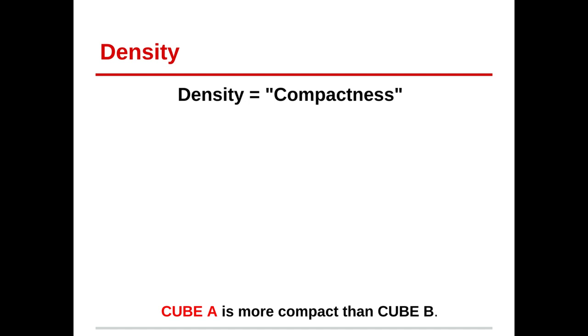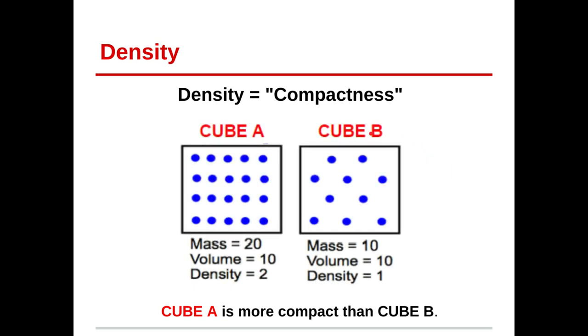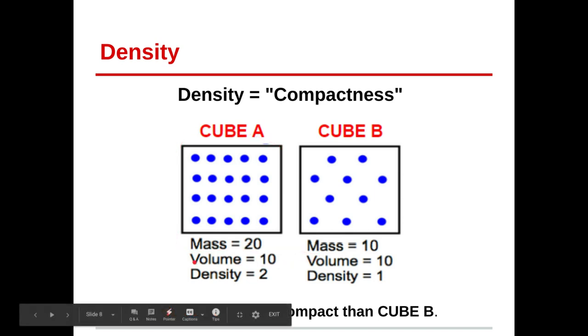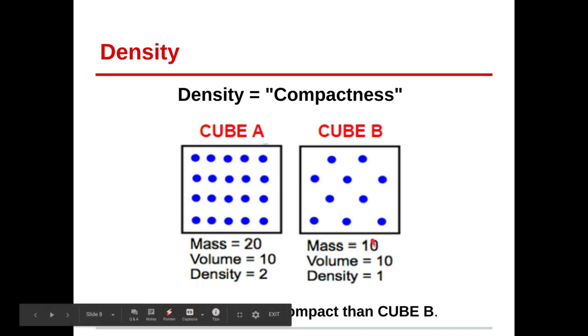Okay, so next up we want to take a look at some pictures to illustrate density. This is a really common way that you'll see density illustrated. You have cube A and cube B. They have the same size, the same volume. So you see their volume is 10, volume 10, but they have different numbers of dots in them, a different amount of stuff, a different amount of matter, which means a different mass. So this one has a mass of 20, and this one has a mass of 10.